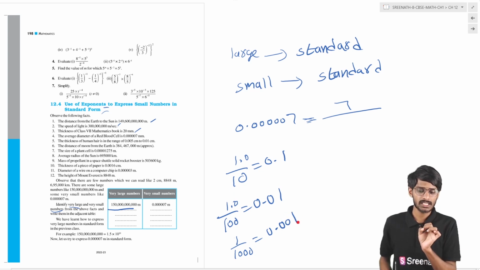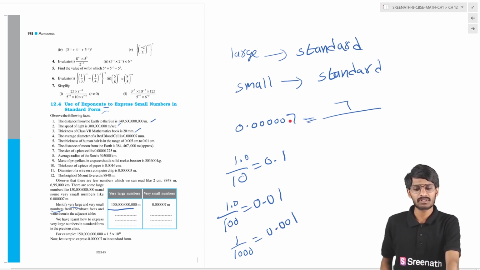So here the dot is 3 numbers before the 1, so we write it as 1 by 1000. Similarly, how many zeros are there? There are 3 zeros. Here there are 6 numbers before the dot, so we have to write 6 zeros in the denominator: 1 2 3 4 5 6.